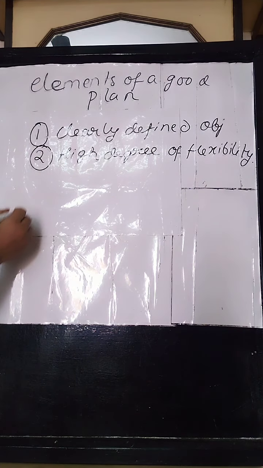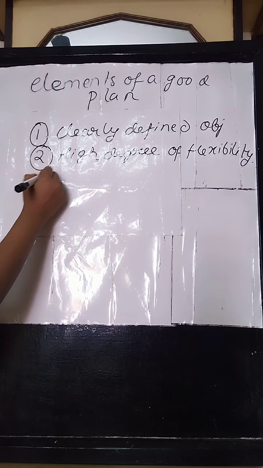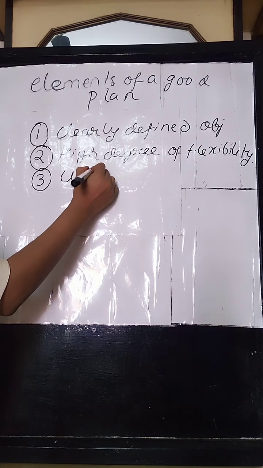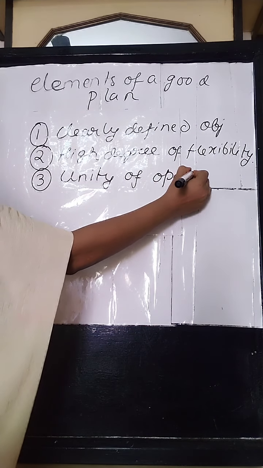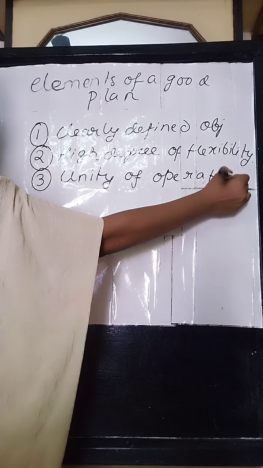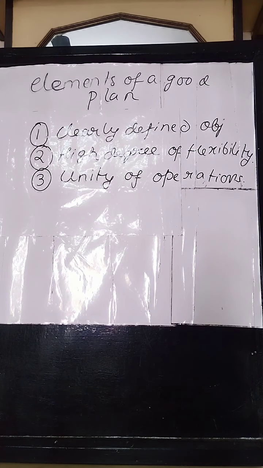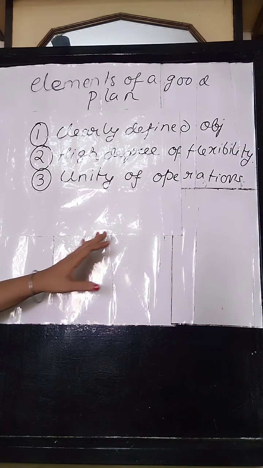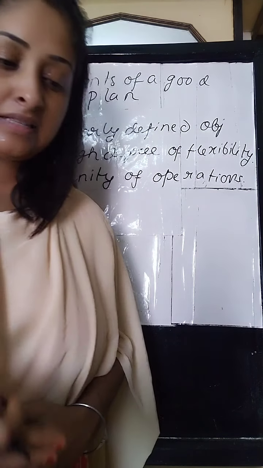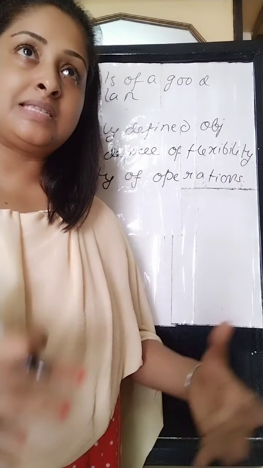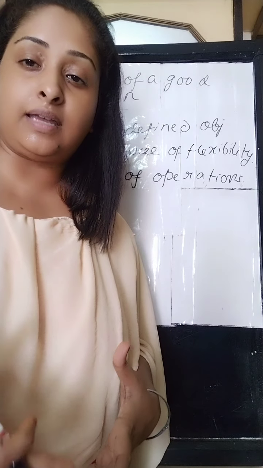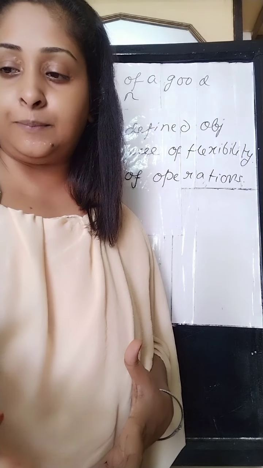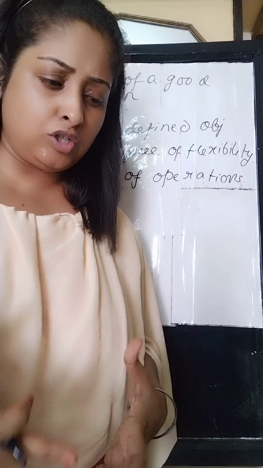Next is unity of operations, number 3. Unity of operations. What does this mean? Only one plan should be put into operation at a time. Multiple plans operating simultaneously can lead to great confusion and chaos in the organization. It can create duality in the plan.